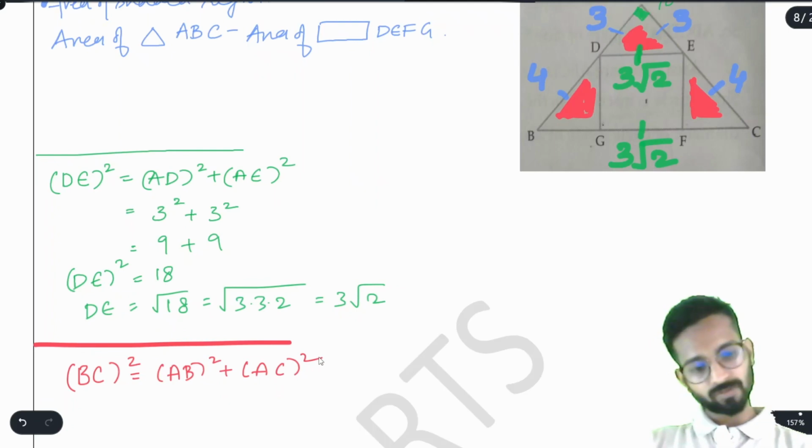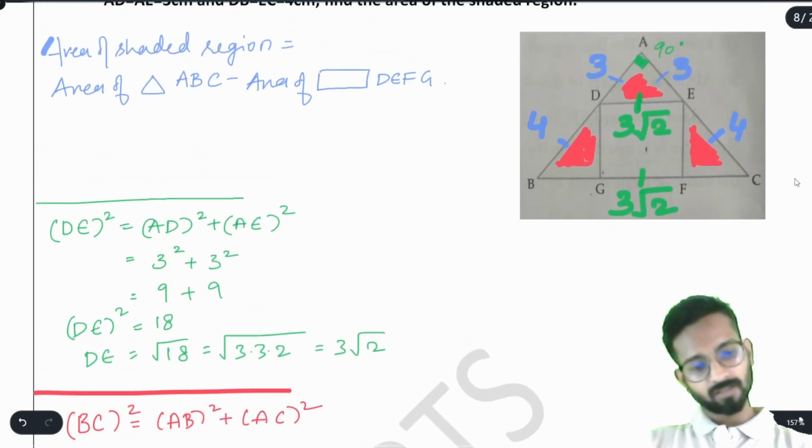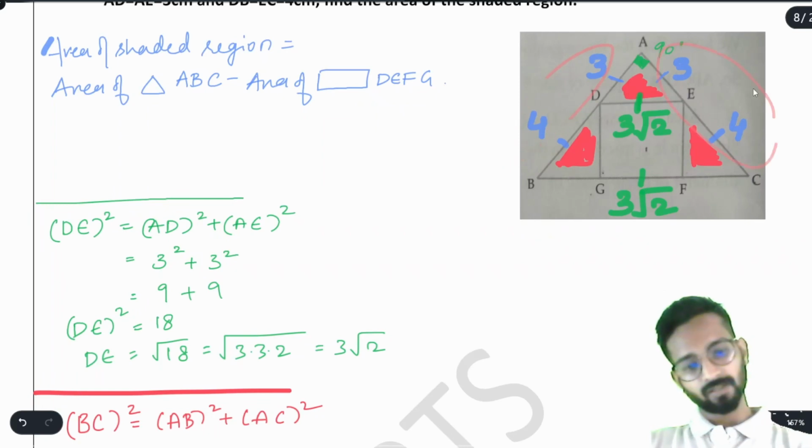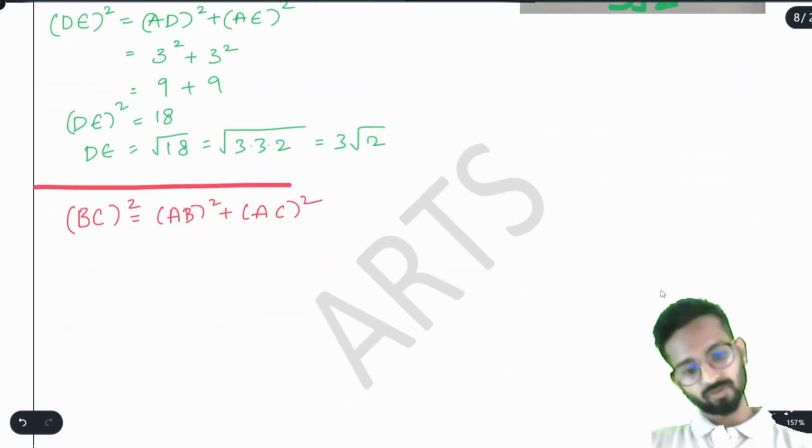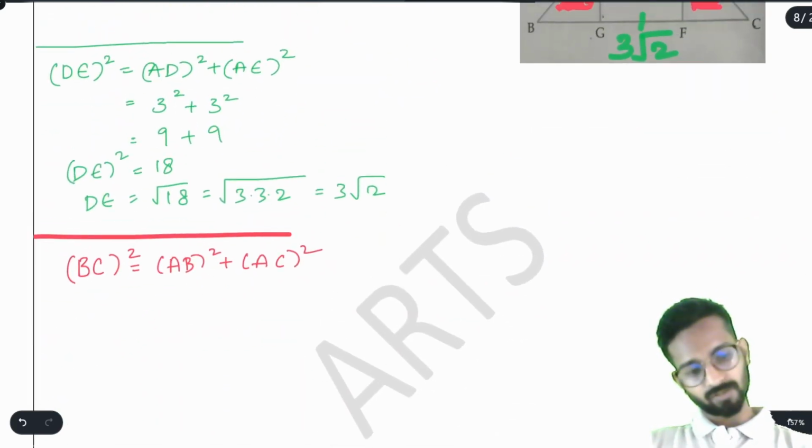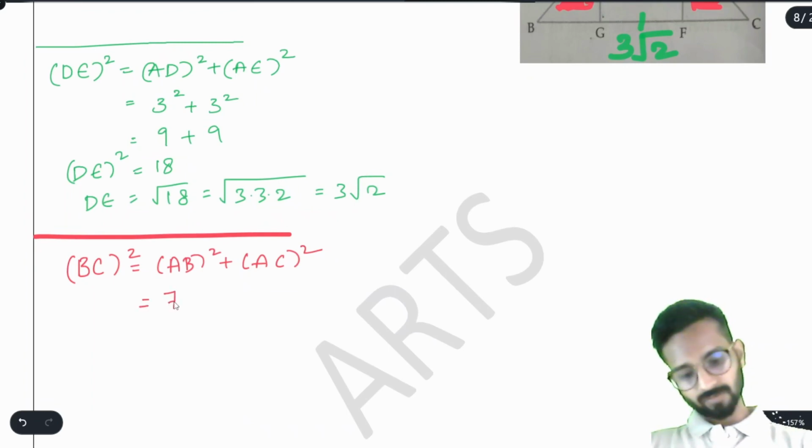Okay. Now think, what is AB and AC? Think properly. AB and AC is 3 plus 4, here 7. Here also 3 plus 4, 7. So I can say BC is equal to 7 square plus 7 square. So I can directly write BC will be 7 root 2.